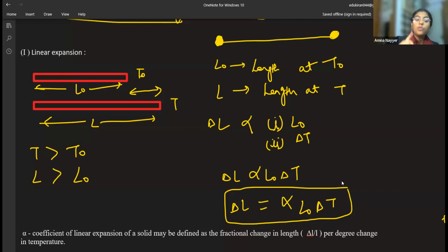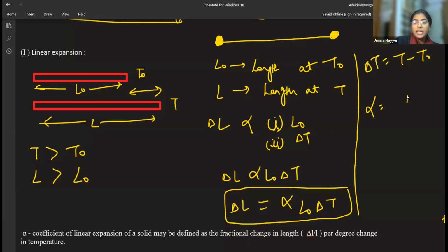Fine. What was the change in temperature? The change in temperature is just T minus T naught. And what is the value of alpha from here? Alpha can be written as delta L by L naught delta T. Correct. Now come to the definition.